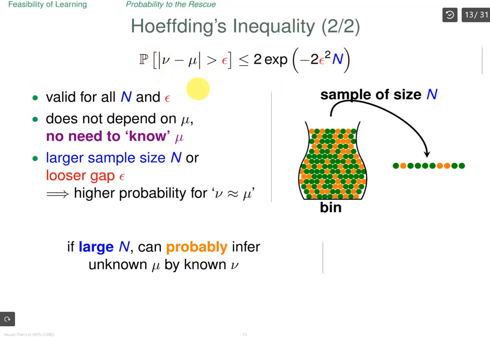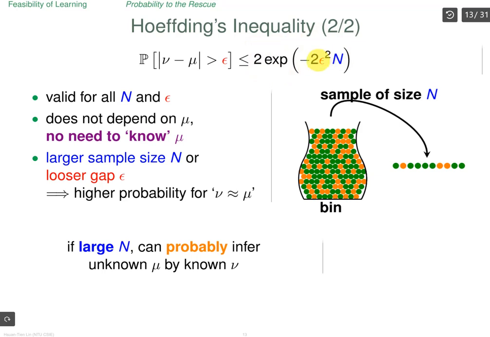The proof for this inequality is in the textbook, Learning from Data, and is about 2 pages. If you want, you can take a look at the details. But for us, the important point is that we can use Hoeffding's inequality to answer the question of whether we can infer something unknown. Hoeffding's inequality is valid for all possible n and epsilon, and it doesn't depend on mu. We don't have to know mu. We just have to make sure that the right-hand side of the inequality is small enough.